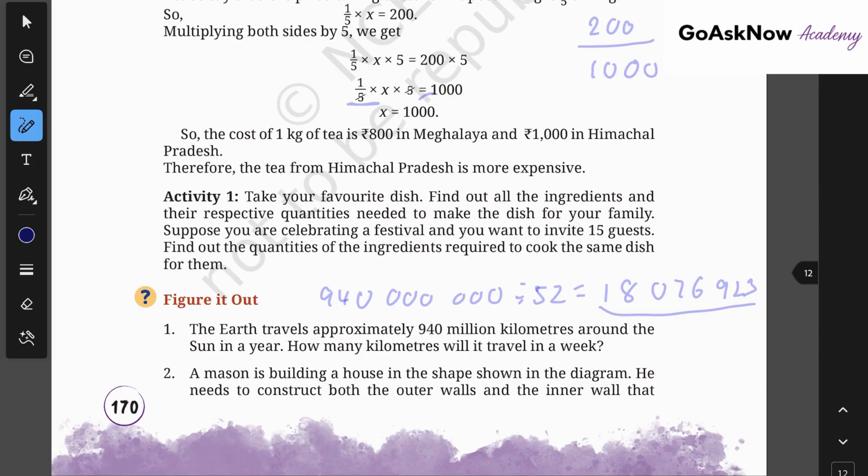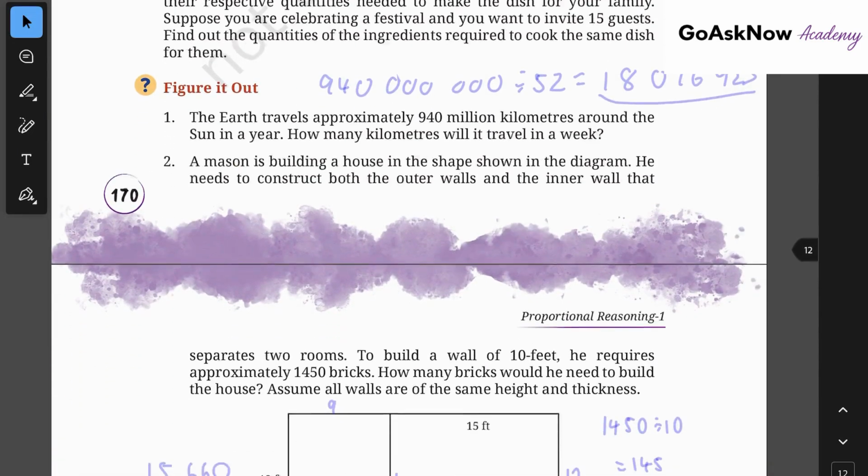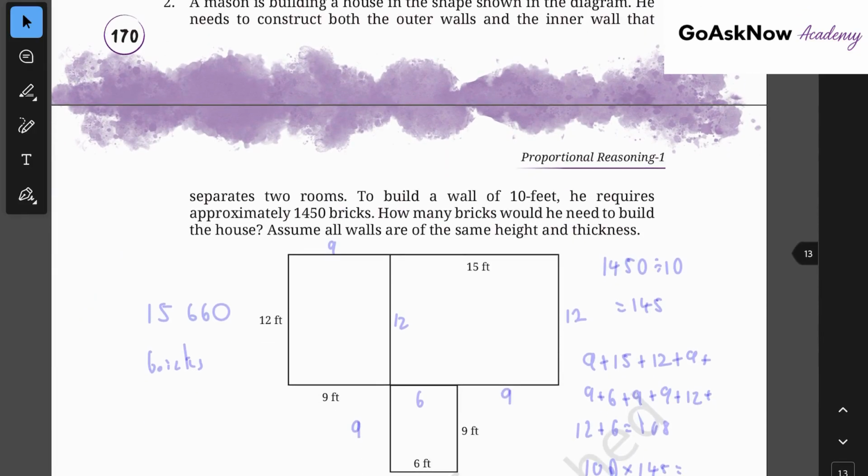Question 2. A mason is building a house in the shape shown in the diagram. He needs to construct both outer walls and an inner wall that separates 2 rooms. To build a wall of 10 feet, he requires approximately 1,450 bricks. How many bricks would he need to build the house? Assume all the walls are the same height and thickness.